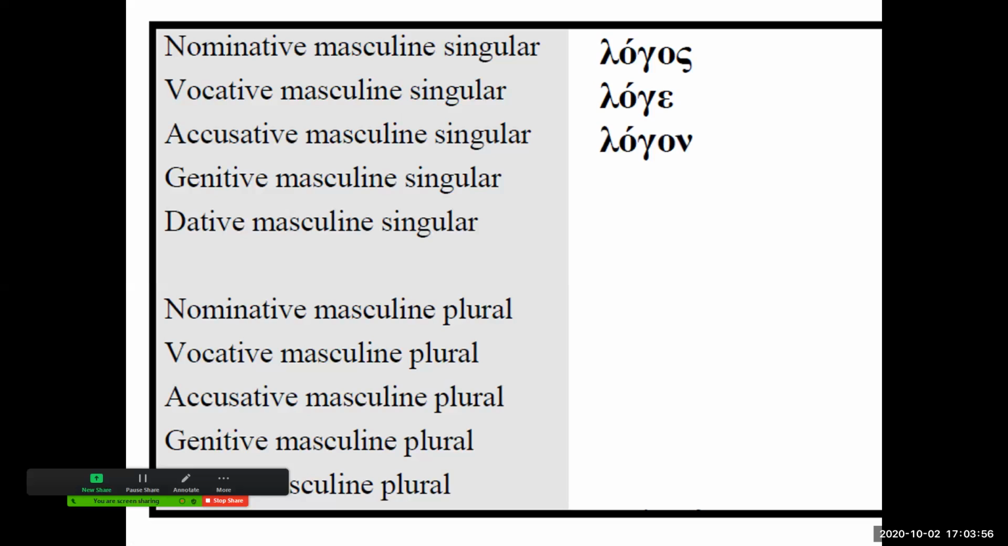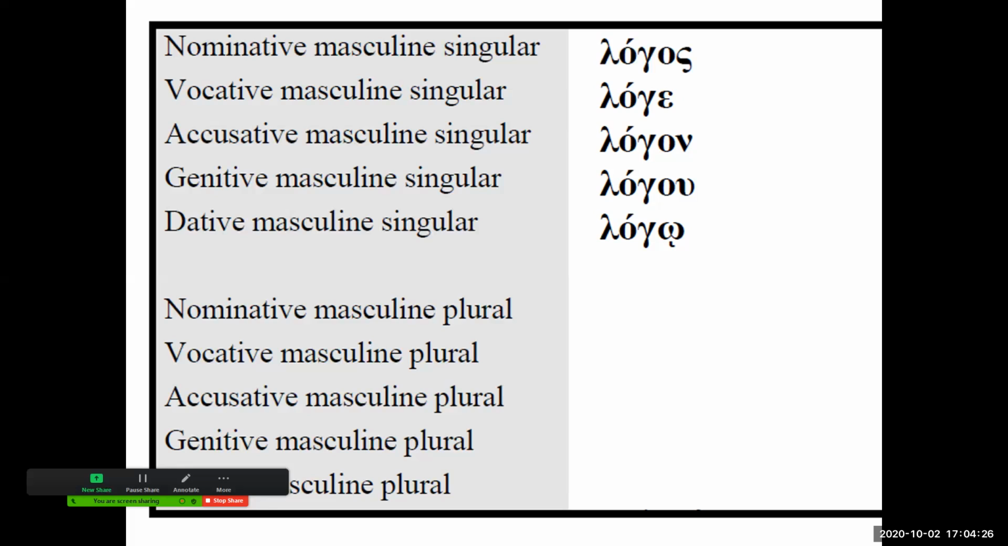Loge, logon, logu, logo with iota subscript. Remember, we talked about the iota subscript at the very beginning, and now we see it's important to have it and to remember it because it shows the dative case. The dative case is a case of the indirect object or the object of prepositions. And we'll see what we mean when we look at some sentences.